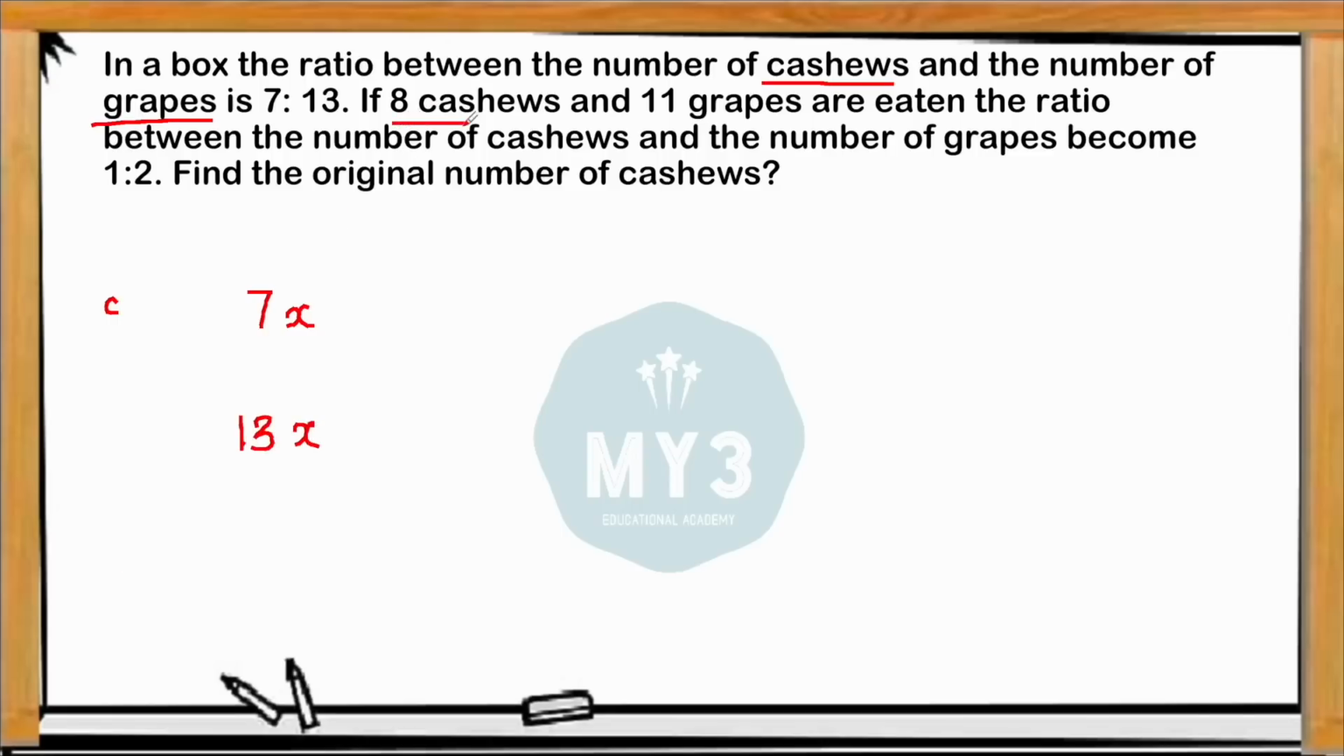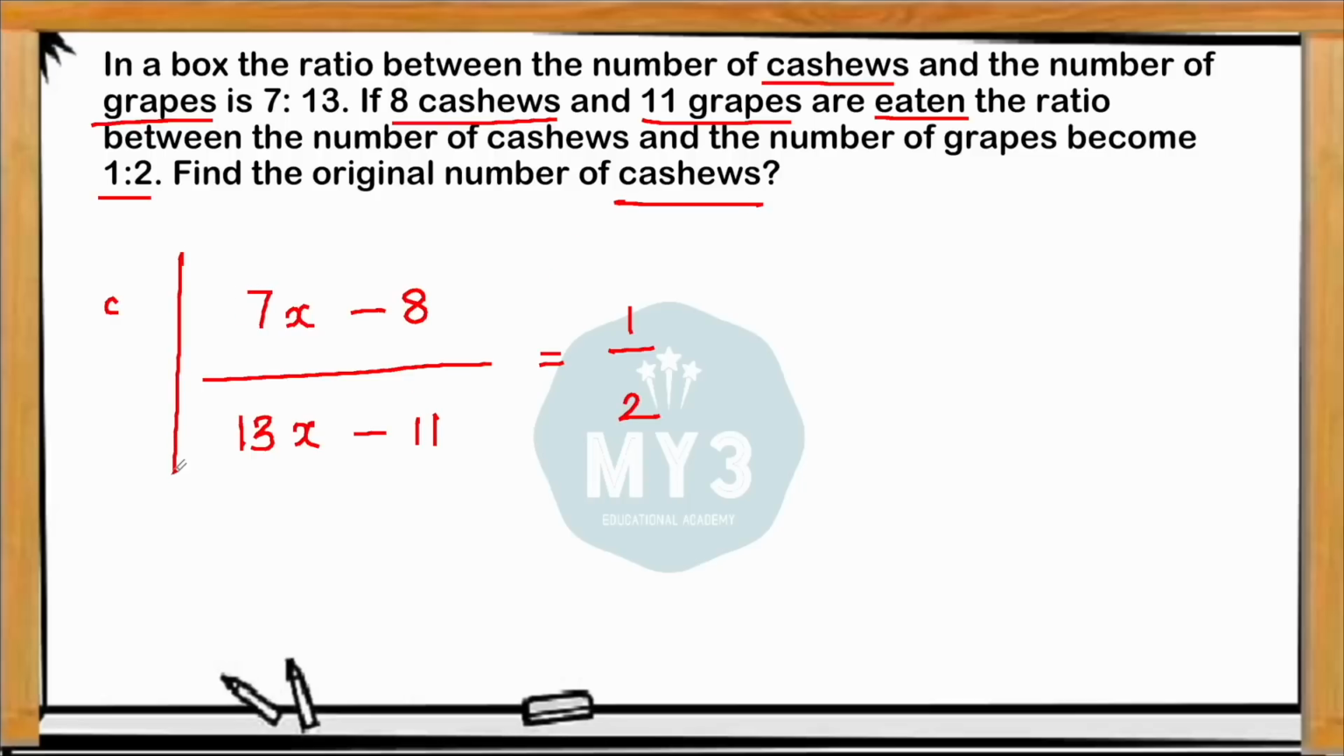As per the data, 8 cashews and 11 grapes are eaten. That means from this 7x cashews, 8 cashews are removed, and 11 grapes are eaten. From 13x, 11 is removed. Now the new ratio is given as 1 is to 2. So find the original number of cashews.